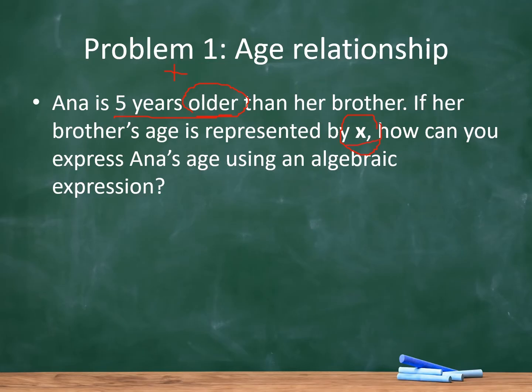X represents the age of her brother. So 5 years older than the age X would be X plus 5. X plus 5 will be the algebraic expression that would represent Anna's age. X represents the age of Anna's brother, and then plus 5 represents 5 years older. So Anna's age in algebraic expression will be X plus 5.